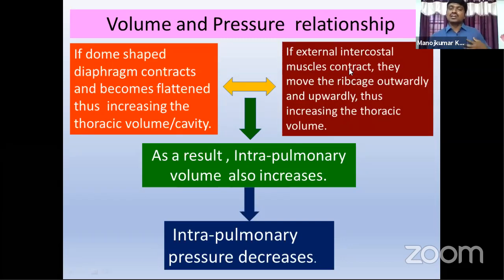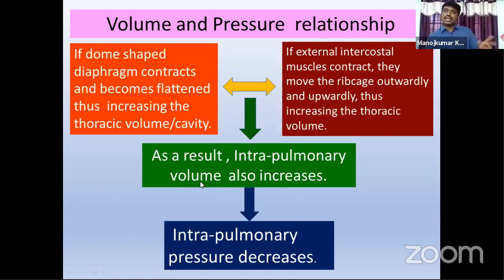What happens? The contraction of external intercostal muscles lifts our rib cage outwardly and upwardly. So thus the thoracic volume increases even more. By these two actions, the thoracic volume greatly increases. As a result, the intrapulmonary volume also increases.